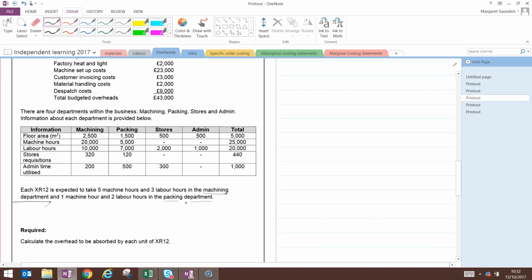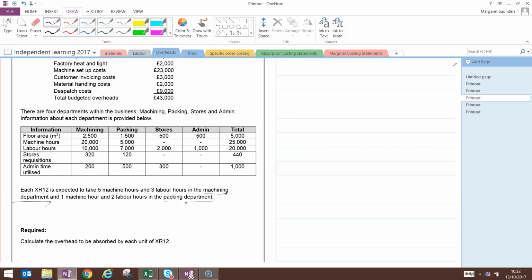So the product starts off in machining. It's machined for 5 hours. Then an employee spends 3 labour hours working on that product. At that point, it is moved into the packing department, where there is 1 hour spent on machines, and then an employee spends another 2 hours working on the product, and then the product will be complete.